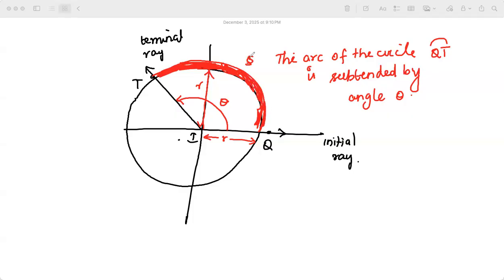See, this length literally, if you take out that circle of radius r, in that circumference, the arc length, I'm calling it S. Let S be your arc length.